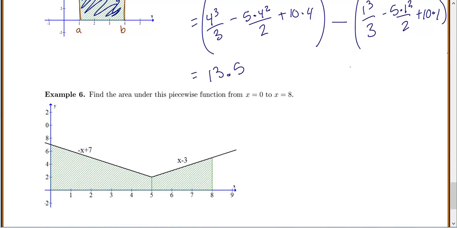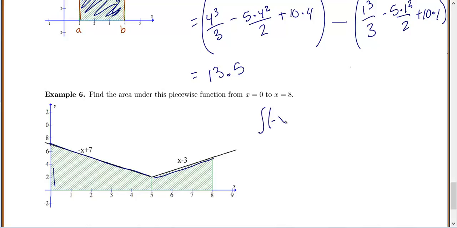Now what if we wanted to break it up? So what if we have a piecewise function? So right here, from here to here, it's the function negative x plus 7. From here to here, it's the function x minus 3. And I want to find the area for all of this. So what would you have to do? You have to do two integrals. So we're going to do two integrals.